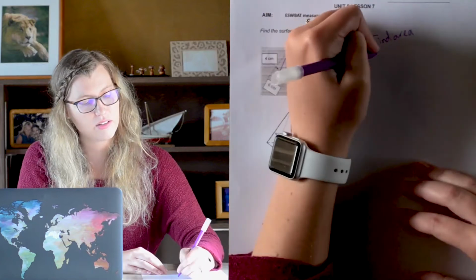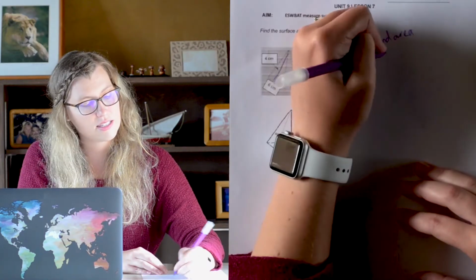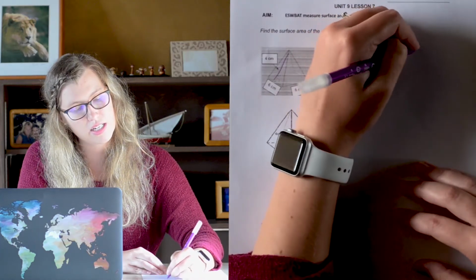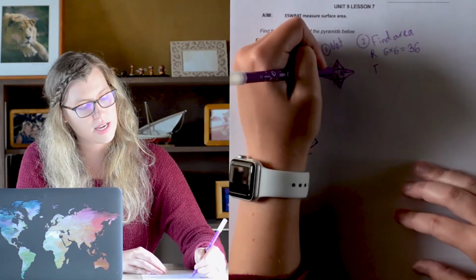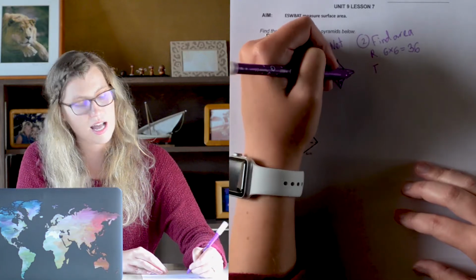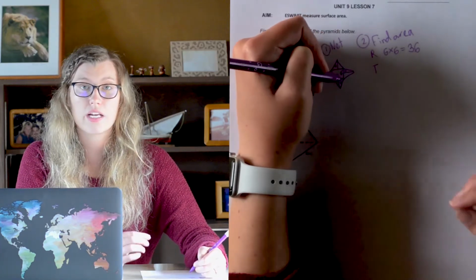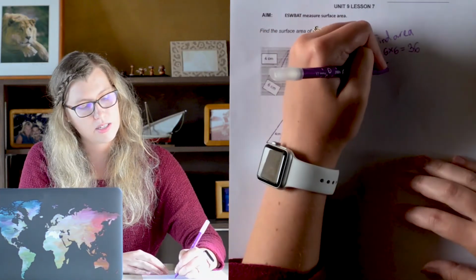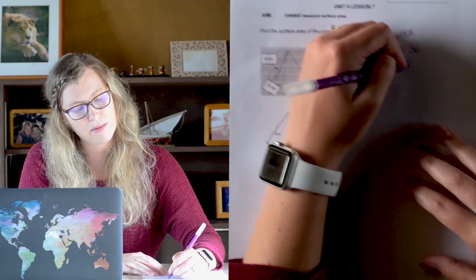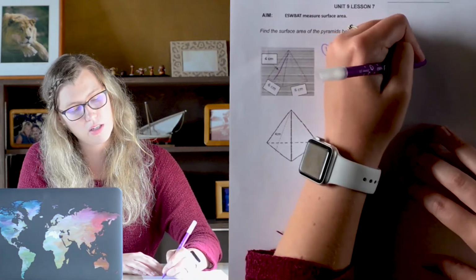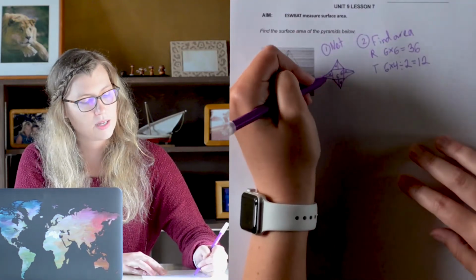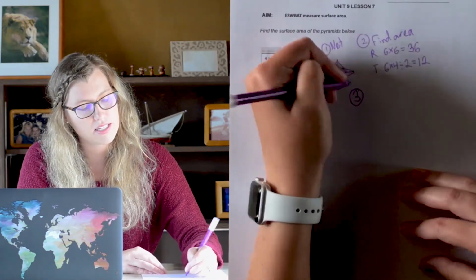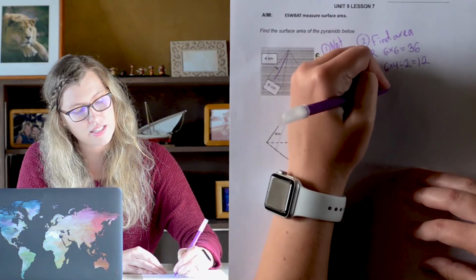It is a rectangle, so it would be 6 times 6. I'm just going to label it R for rectangle, 6 times 6, which is 36. Now I'm going to go for my triangles. It has a base of 6, a height of 4, so I know that my area formula is base times height divided by 2. So I would do 6 times 4 divided by 2, which would equal 12. Now I'm not going to do that exact same thing 4 times because that's a waste of time. Let's move on to step 3 to get your surface area.